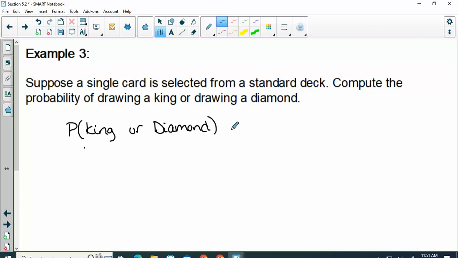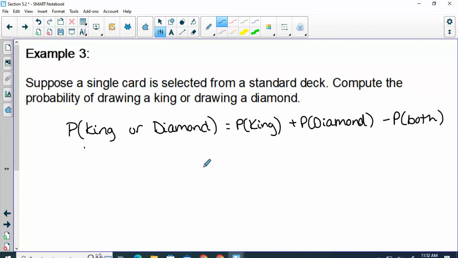So could there be overlap here? Can we have a card that is both a king and a diamond? Yes, so we need to use our general addition rule. So we need the probability of king plus probability it's a diamond minus the probability of it being both.